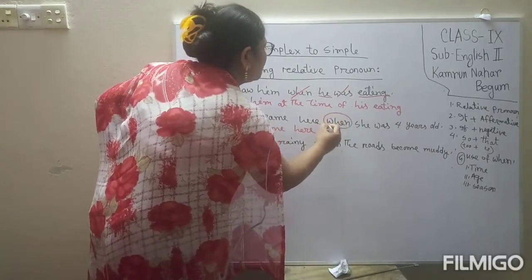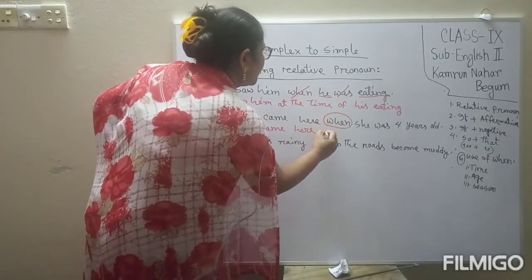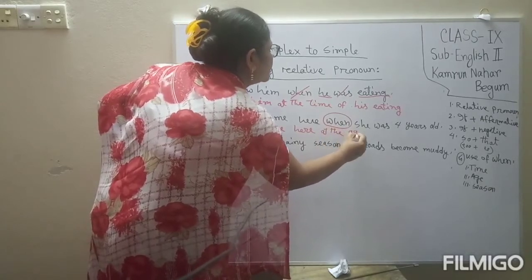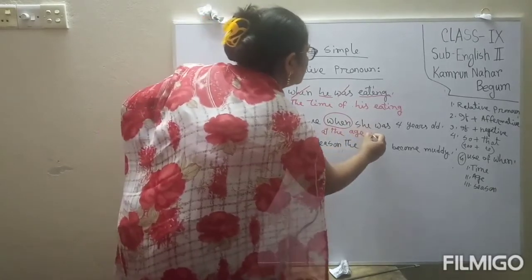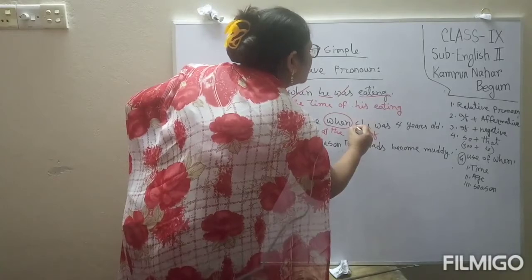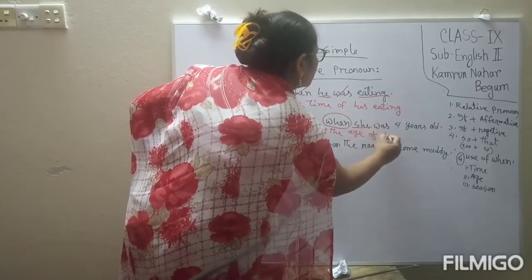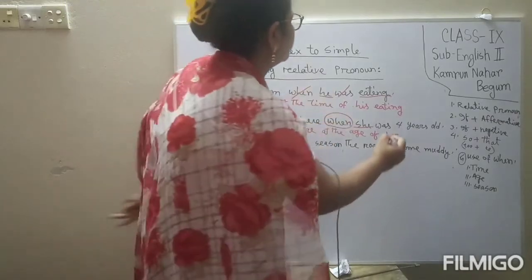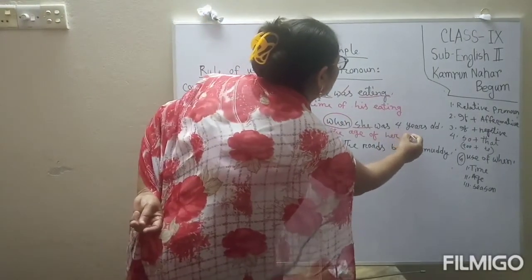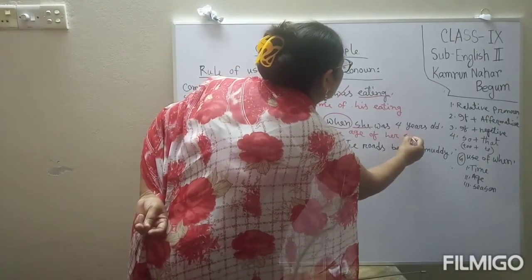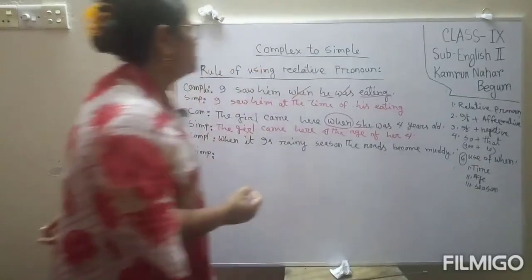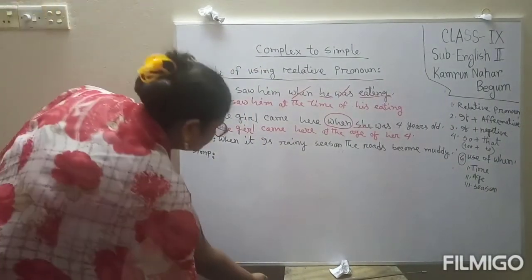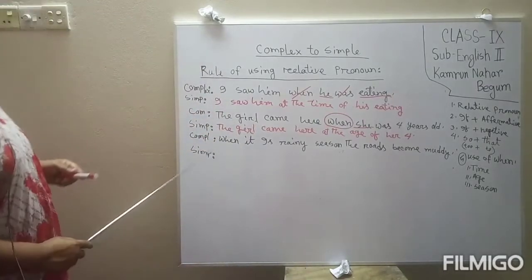In the replacement of when, we will use at the age of her. At the age of her is the possessive of she. 4 years old. At the age of her 4. Next, come to the third situation.